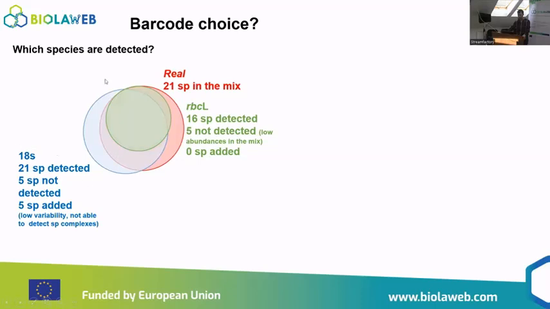With 18S, 21 species were detected, but 5 species were added, simply because we have this low variability. So we are matching sister species which are not corresponding exactly to what we put in the mix. And COX-1, the big problem of COX-1, in fact, 13 were not detected because the reference library was very poor and we don't manage to have a complete reference library.